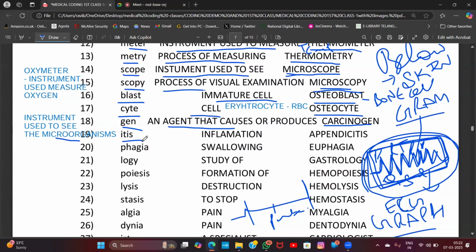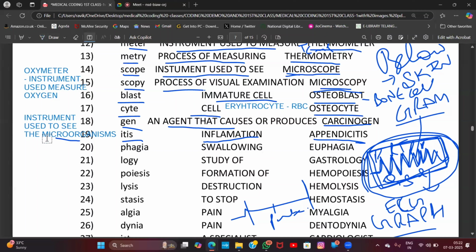Next one, itis. Yes, mute yourself, ma'am, after the answer. Itis is nothing but inflammation. Appendicitis. Appendicitis is nothing but inflammation of what?